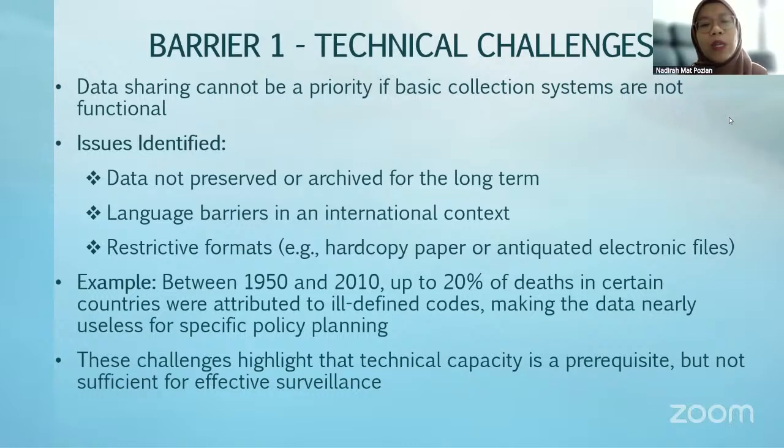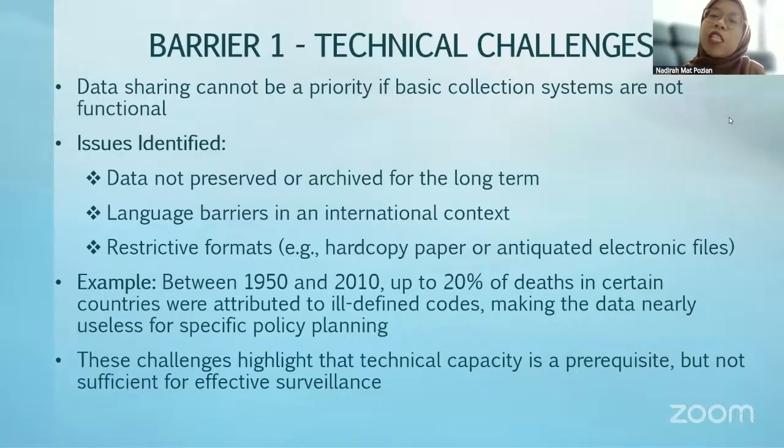For example, between 1950 and 2010, up to 20% of deaths in certain countries were attributed to ill-defined codes, making the data nearly useless for specific policy planning. Again, I think this is also very important when you are collecting data. This is where a code book is needed, and it needs to be utilized by everyone in the healthcare system or even researchers.